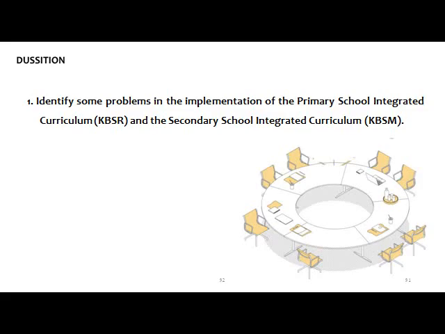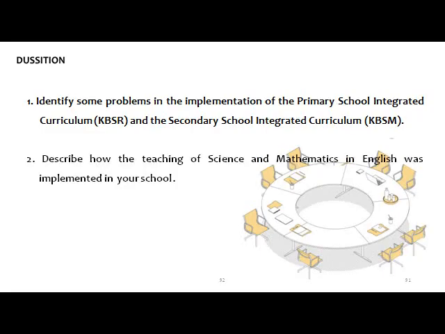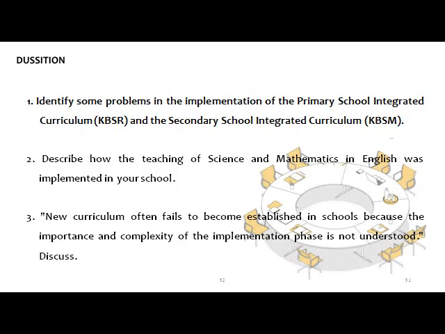Identify some problems in the implementation of the Primary School Integrated Curriculum, KBSR, and the Secondary School Integrated Curriculum, KBSM. Describe how the teaching of science and mathematics in English was implemented in your school. New curriculum often fails to become established in schools because the importance and complexity of the implementation phase is not understood. Discuss.